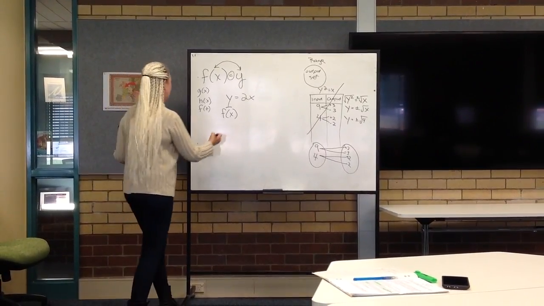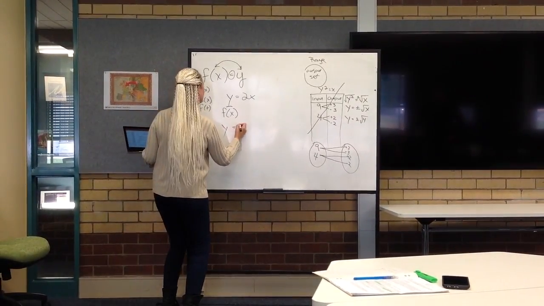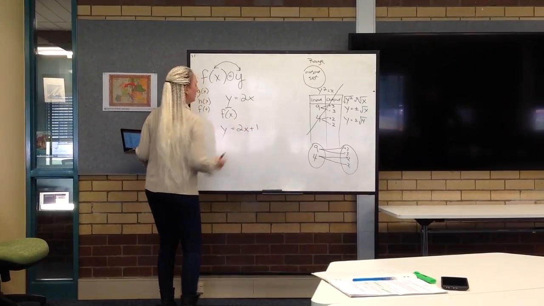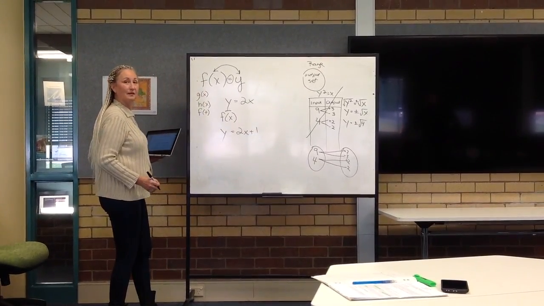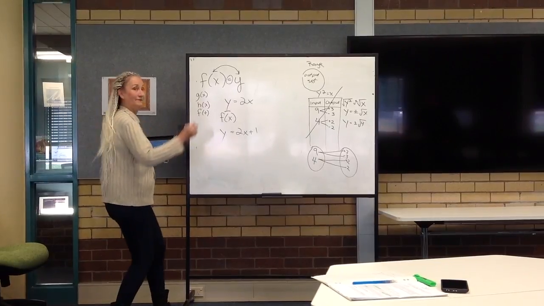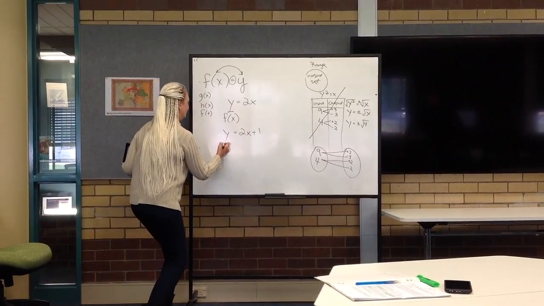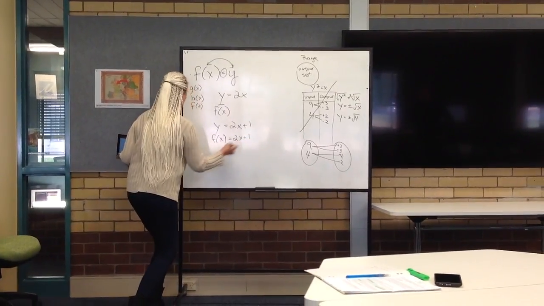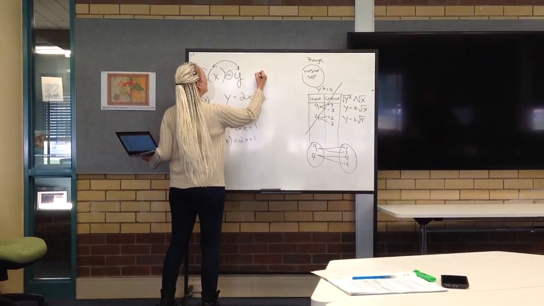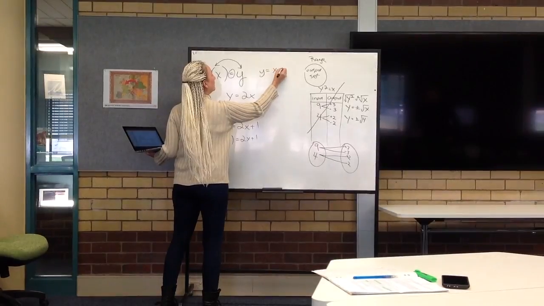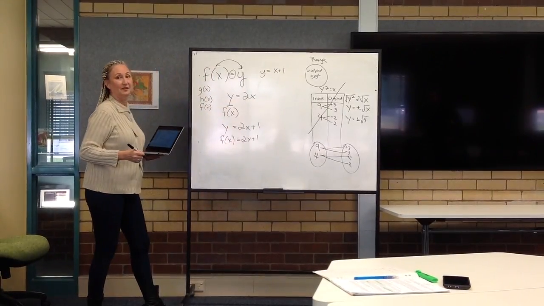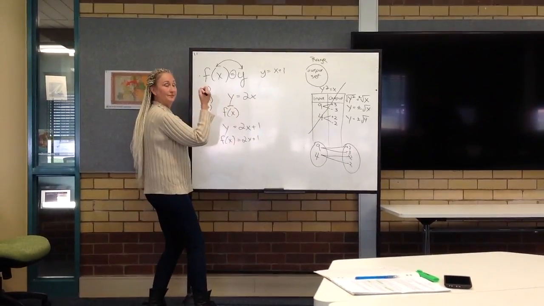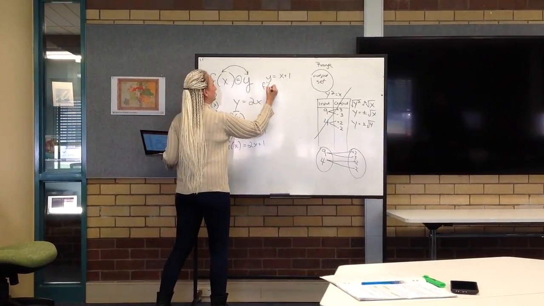So that's that one. Do this one for me really quickly. How would I rewrite that? If y equals 2x plus 1. Okay. And we'll just do one more. How would you rewrite that? F of x equals x plus 1. Okay.